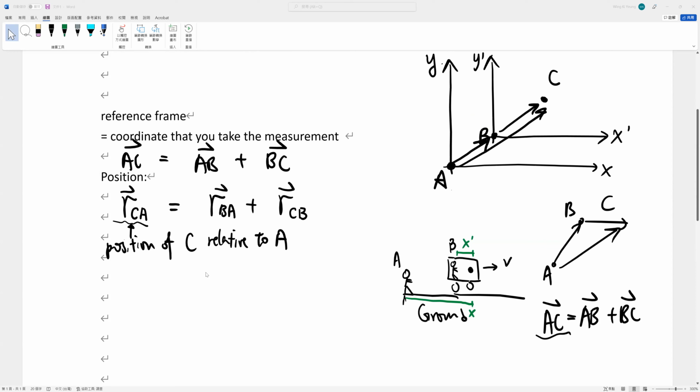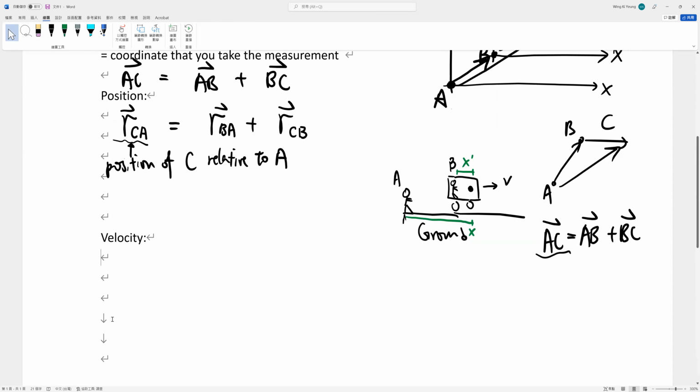Now you know the object will not be at rest all the time, so it will keep moving. So then we have the term of velocity. Now what I will do is I just divide the whole equation with time. So you divide this equation with time. So what I will get is the velocity of C relative to A.